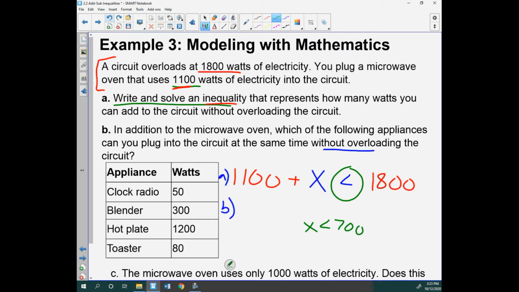Well, it means I could add a clock or a blender, excuse me. That's 300. I could add a toaster. I could add a couple clock radios. Couldn't add one of those hot plates, right? And so there's lots of options. I could add 2 blenders. That'd be 600 and 2 clock radios, right? So lots of options. I'm just going to leave it at that for our explanation, okay?